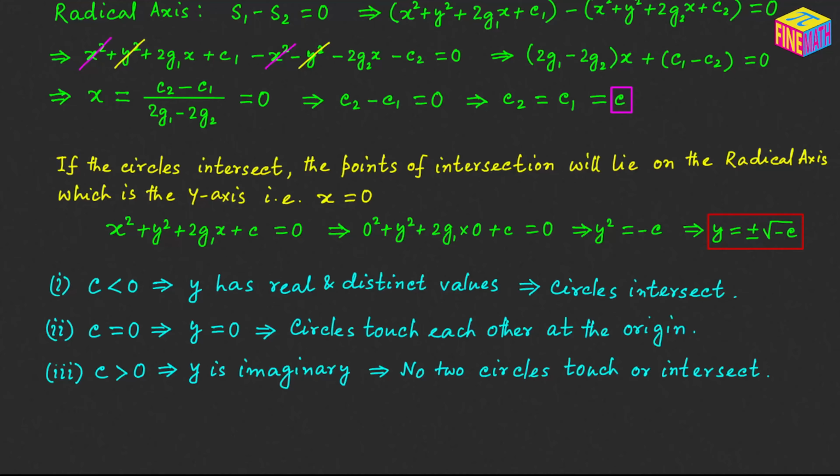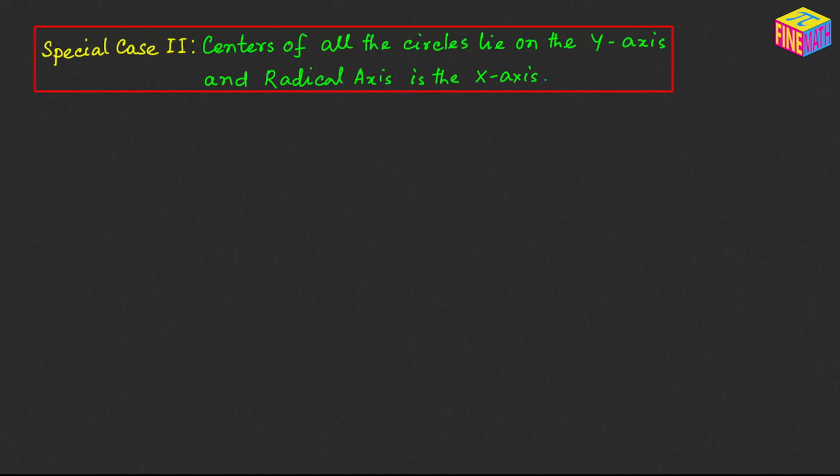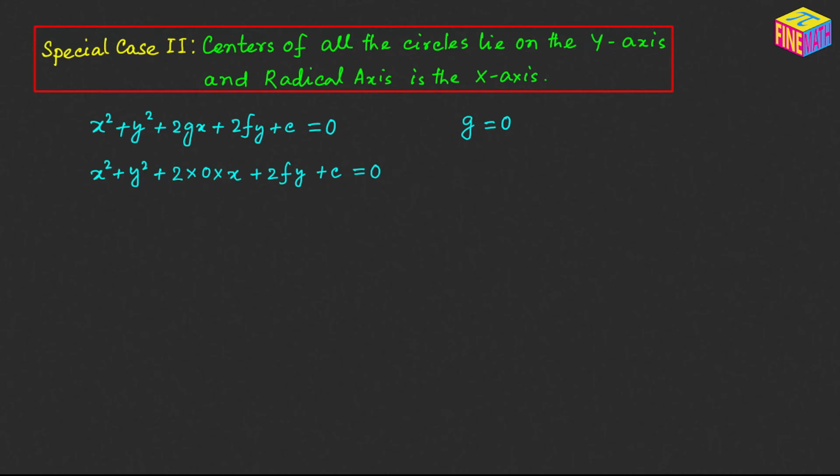Next, we are going to talk about a similar system of coaxial circles where the centers lie on the y-axis and the radical axis is the x-axis. Here again, we are going to begin with the general equation of a circle, and in this case, as we assumed that the centers of the circles lie on the y-axis, that means the x-coordinate of the circle center would be 0, that means g will be equal to 0. And if we use that value of g in this equation, we can write it like this, and from there we get x squared plus y squared plus 2fy plus c equals 0.